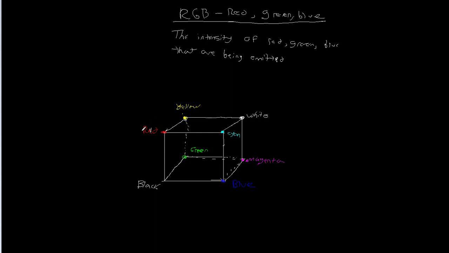If we look at our little cube here, the way we can think of this is black would be no red, no green, and no blue. I know we're getting into graphs, but you don't really have to understand graphs to understand what I'm talking about here. You can imagine that as we go along this line here, we are increasing red. And as we go along this line here, we're increasing blue.